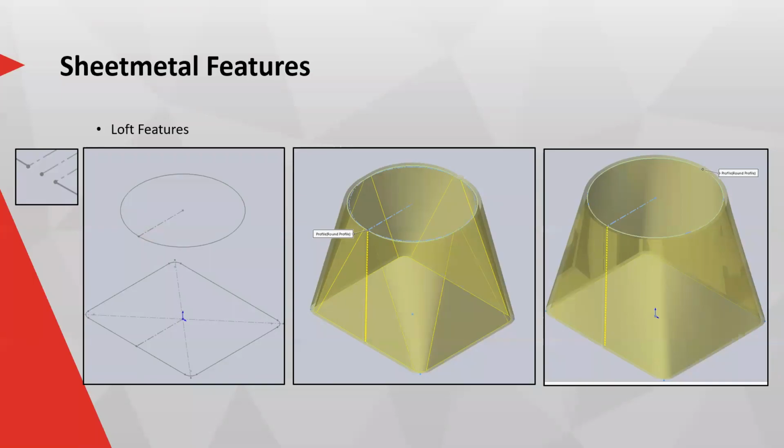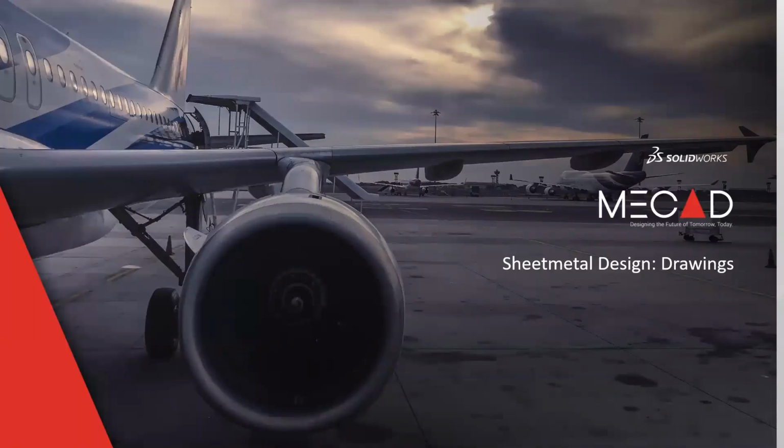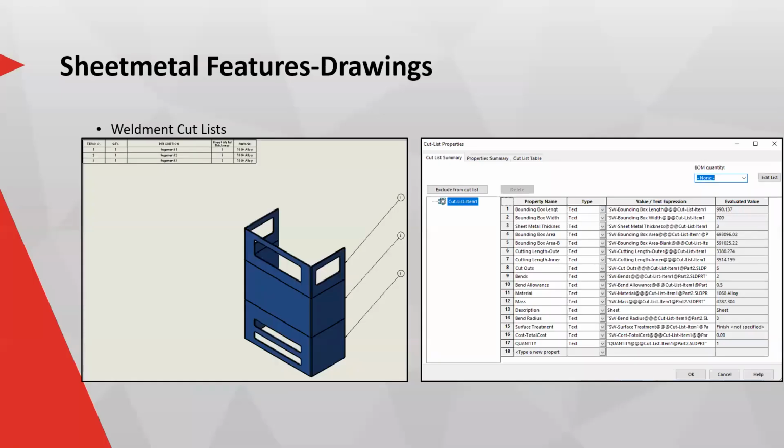All right. So that brings me to sheet metal drawings. So sheet metal drawings as well, probably the main driving factor for using sheet metal is weld cut lists and your flat pattern. So let's quickly have a look at the weld cut list. So a weld cut list is a table that you can add in onto your drawings.